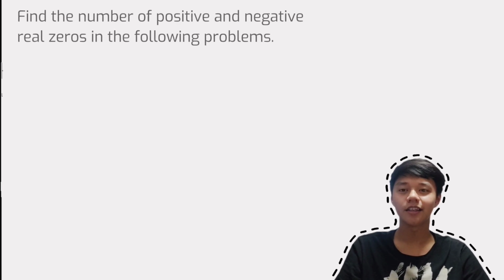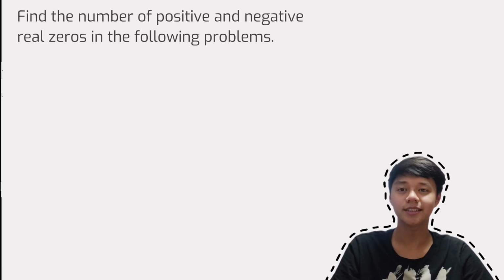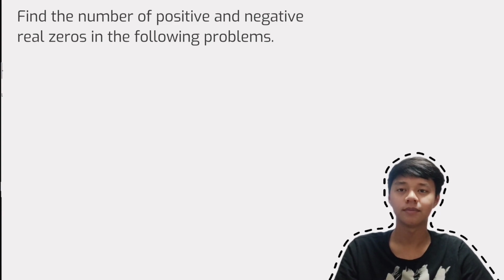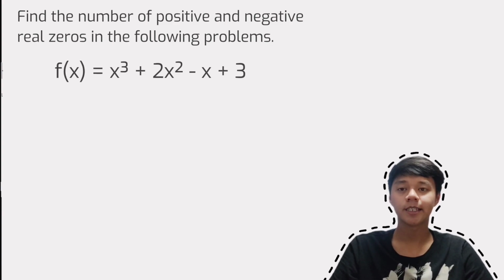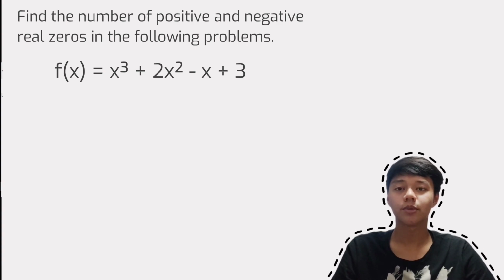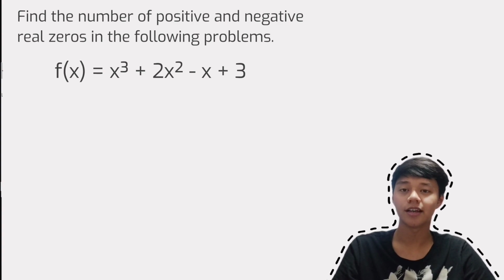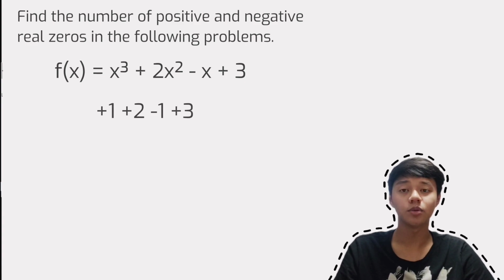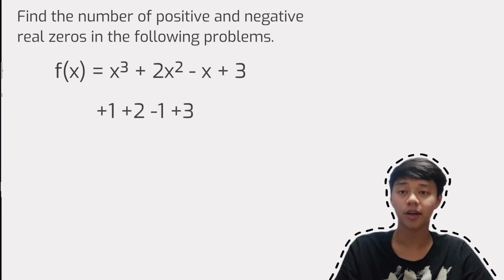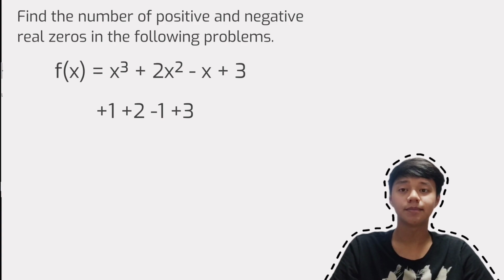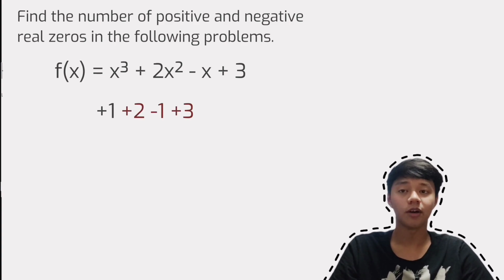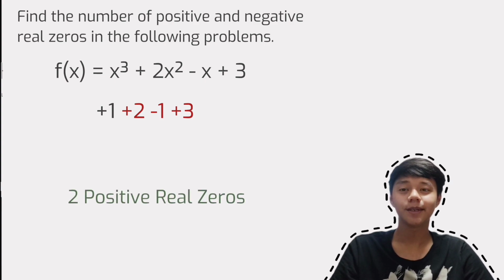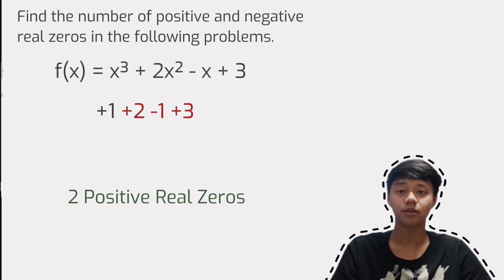Now let's take a look at some examples. Let us find the number of positive and negative real zeros in the following problems. Let's start with an easy one. f of x is equal to x cubed plus 2x squared minus x plus 3. The coefficients for this one are positive 1, positive 2, negative 1, and positive 3. The sign changes between positive 2, negative 1, and positive 3. This means that there are two positive real zeros.